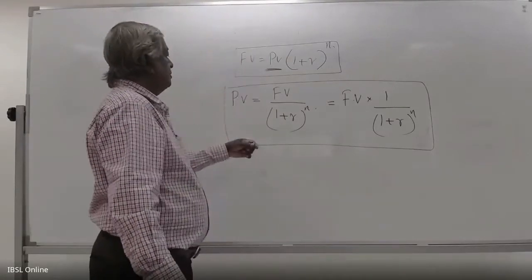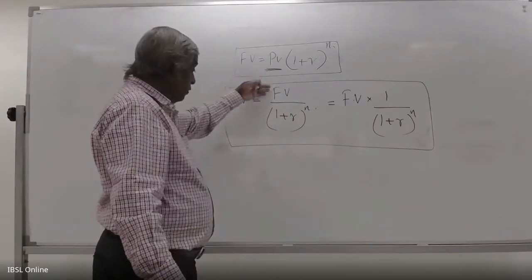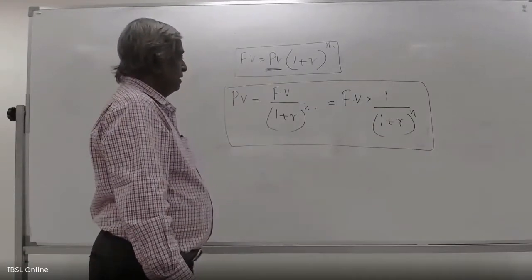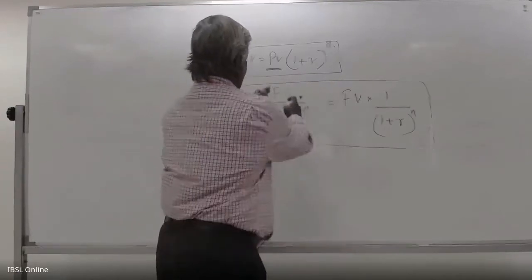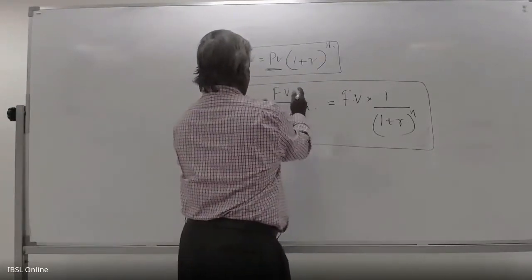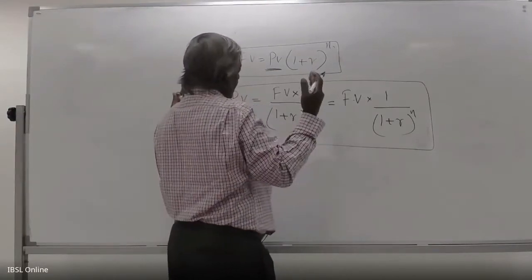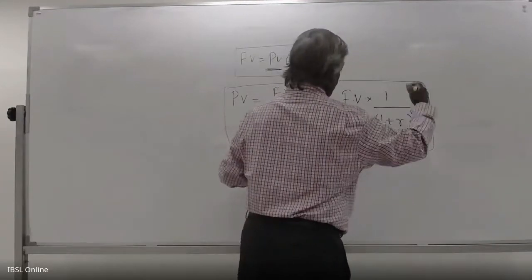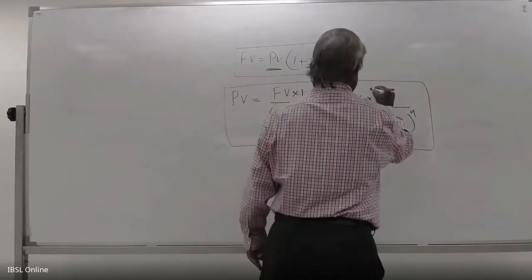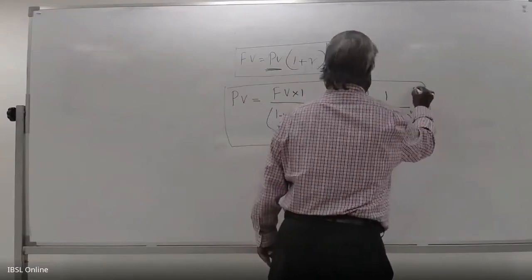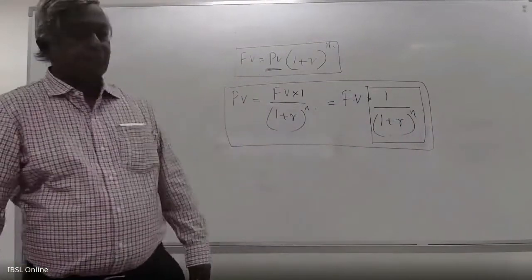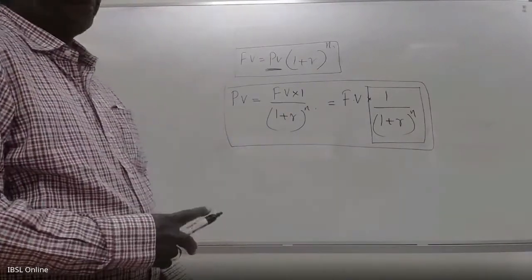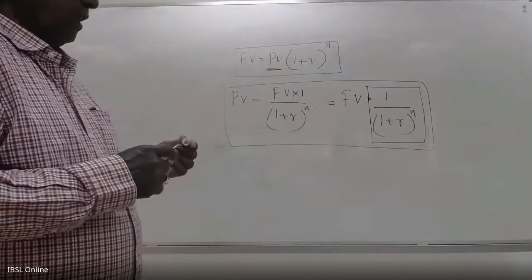So PV, the present value, is equal to future value divided by (1 plus r) to the power n. Of course, we can simply write it as FV and 1, where the 1 is automatically there. It won't make any difference. So FV into 1 divided by (1 plus r) to the power n. What is this portion? 1 divided by (1 plus r) to the power n.